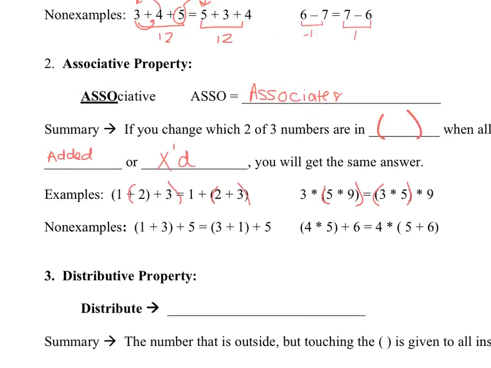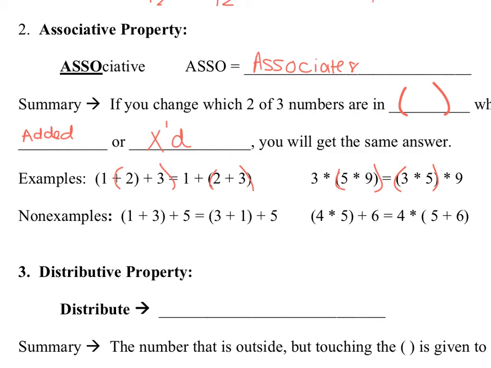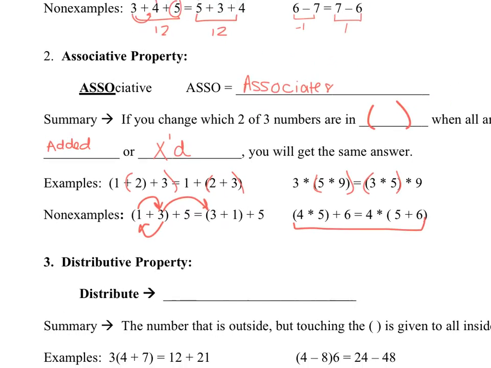And then below are some examples of not the associative property. You see, I just changed the order. I did my commutative right here. I basically made my 3 go from the second to first. And then this is also not an example of the associative property. I'm changing the order of everything, just doing a mishmash.